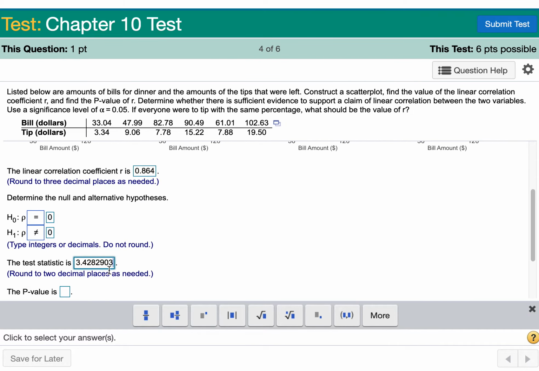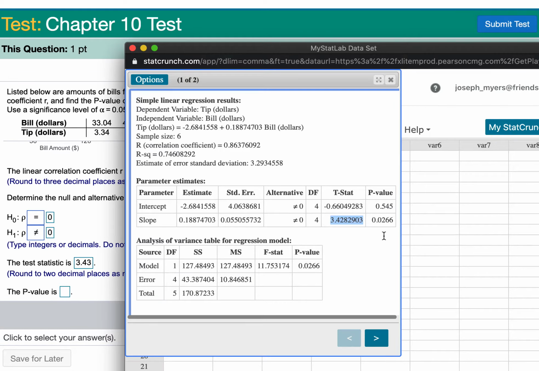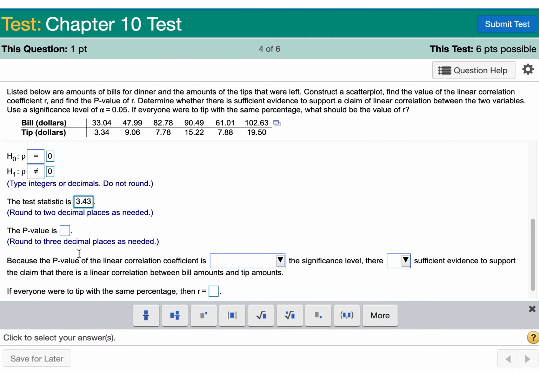Round that off to 2 decimal places, so 3.43. The p-value is that number, 0.0266. And once again, in APA formatting, they would always leave the 0 off before the decimal point because a p-value cannot be bigger than 1. So for this class, it doesn't matter. So 0.0266 would round off to 0.027.